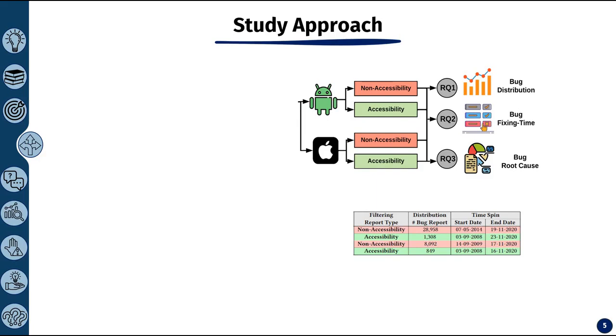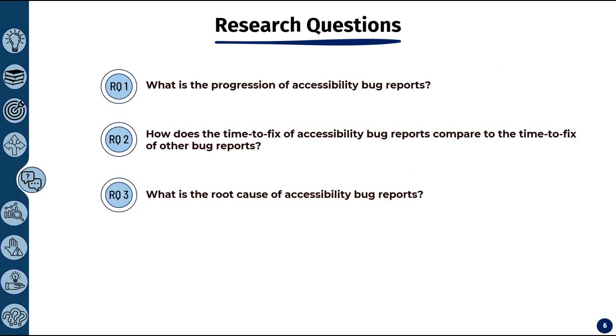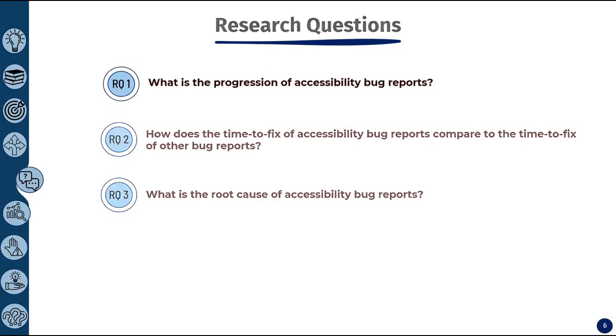As you can see at the bottom, this is the dataset size. For accessibility bug reports, for Android we got 1308, and for iOS we got 849. The time span starts from the time Google Chromium started reporting bug reports until the year 2020. So here are our research questions, and I will elaborate on each one of them on the next slides.